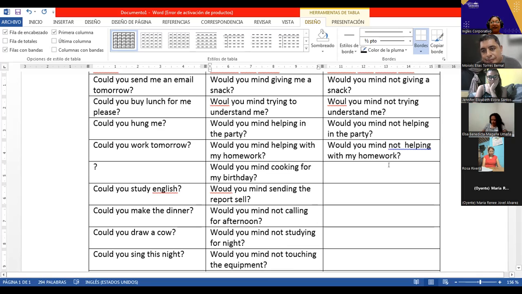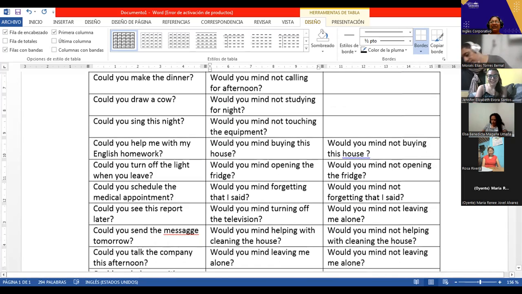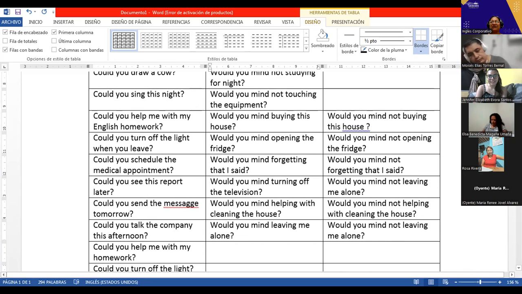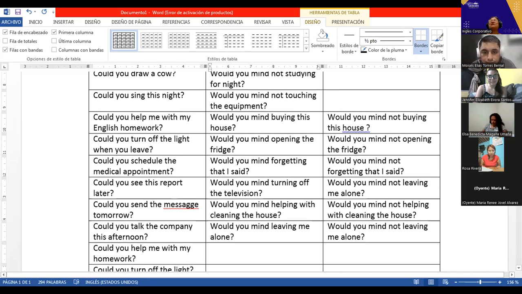And would you mind not touching the equipment? Okay, ahí suena más como que algún travieso, right? Good. And the negative, would you mind not buying this house? Y ahí, ¿por qué le están prohibiendo comprar esa casa? Vamos a ver bajo qué contexto.